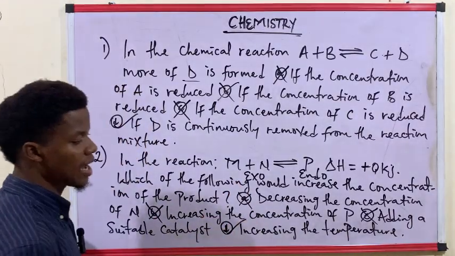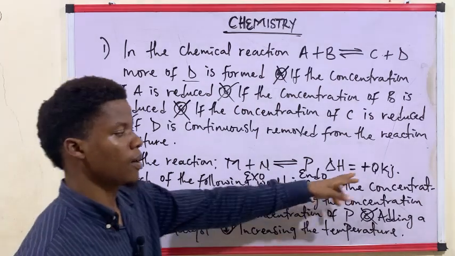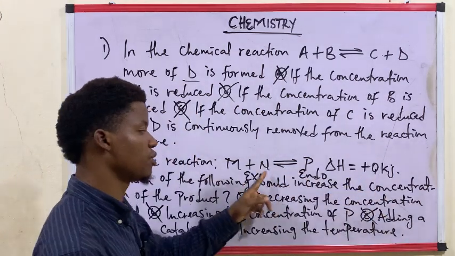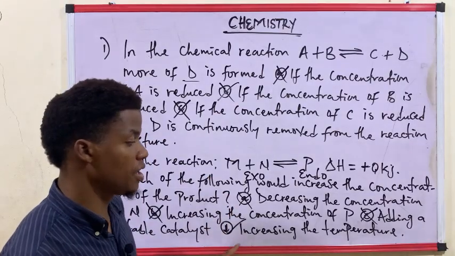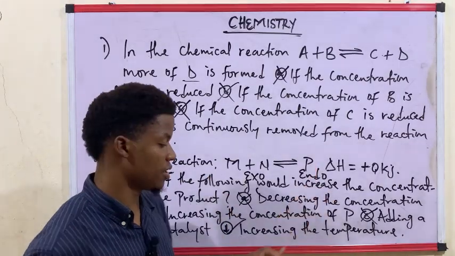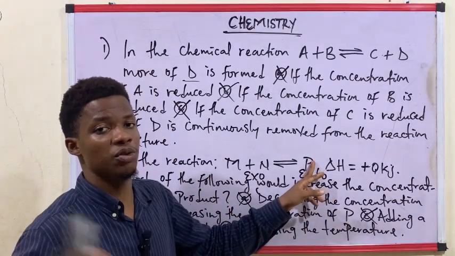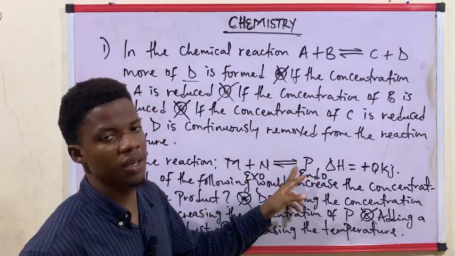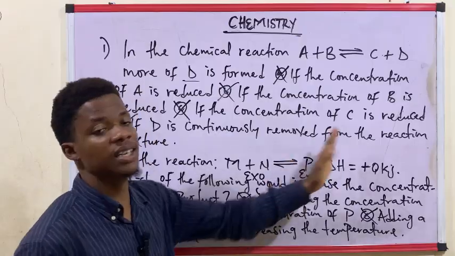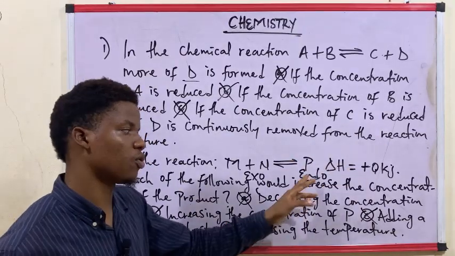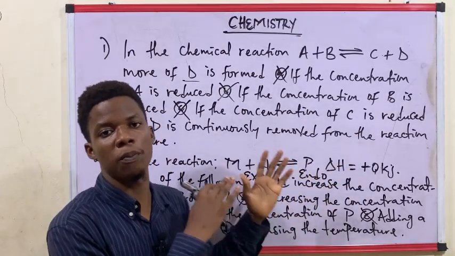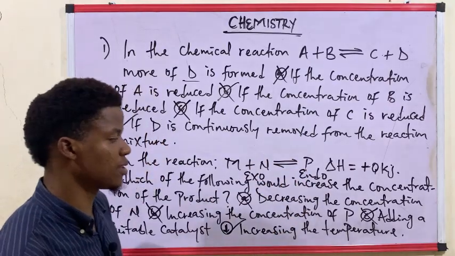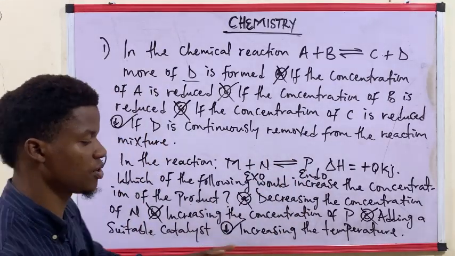Now, why is D the answer? Remember, positive means endothermic. So the forward reaction is endothermic, and the backward is what? Exothermic. Increasing the temperature favors the endothermic reaction. Decreasing favors the exothermic. Because P is on the right-hand side and the right-hand side is our endothermic part, when we increase the temperature, P is favored. So the concentration of P would increase. So the answer is D.